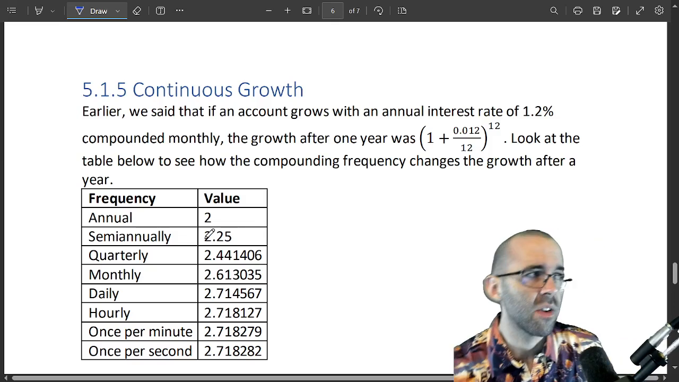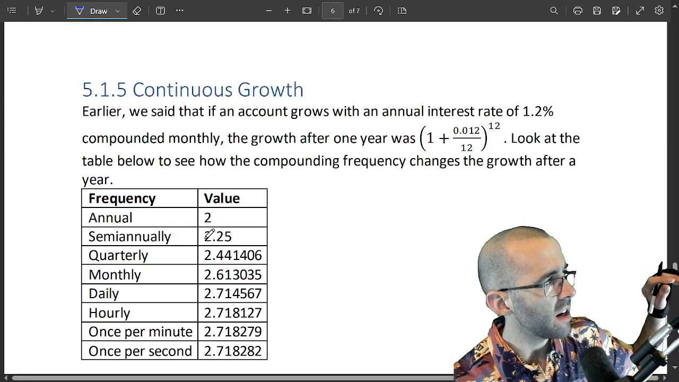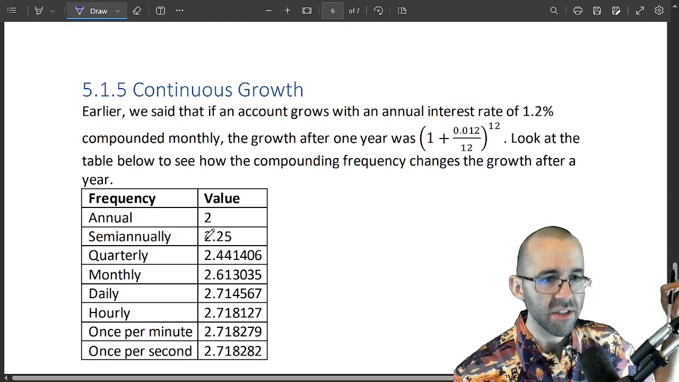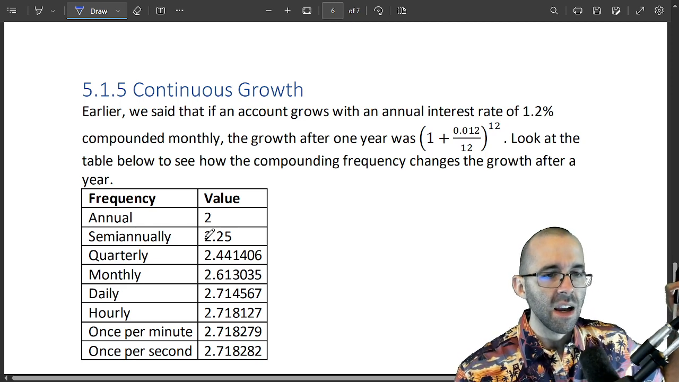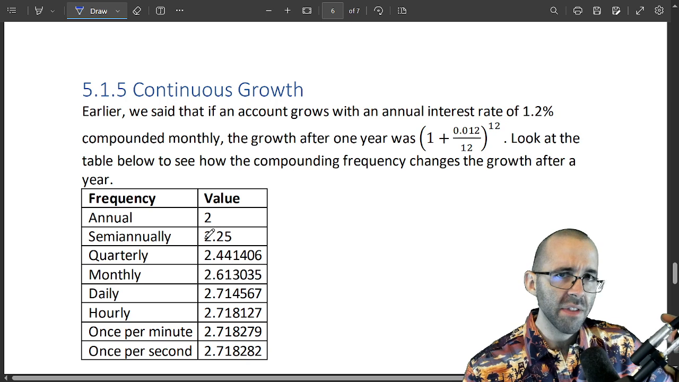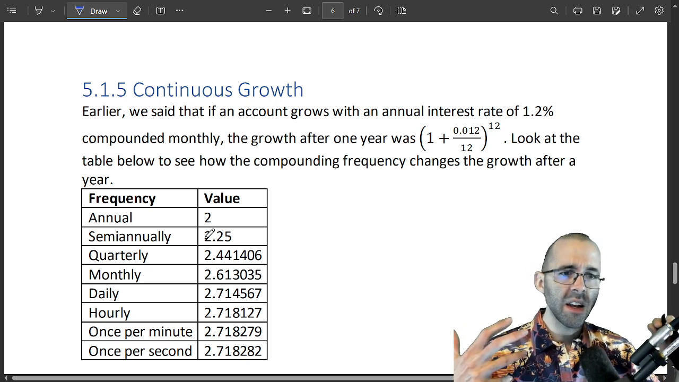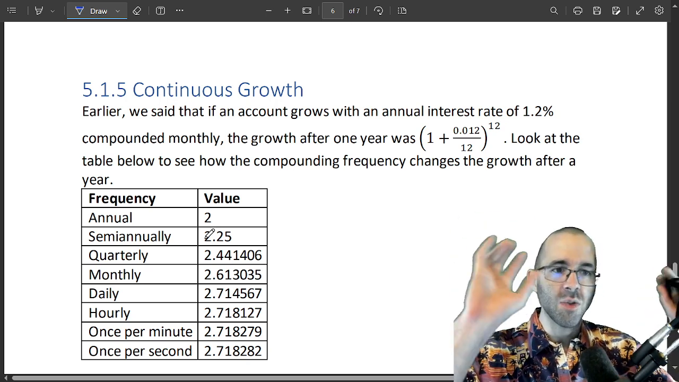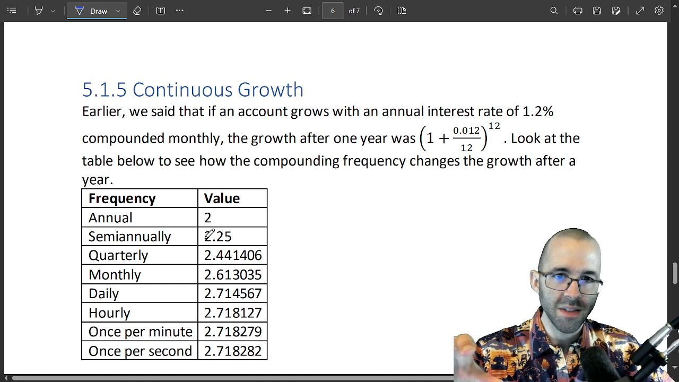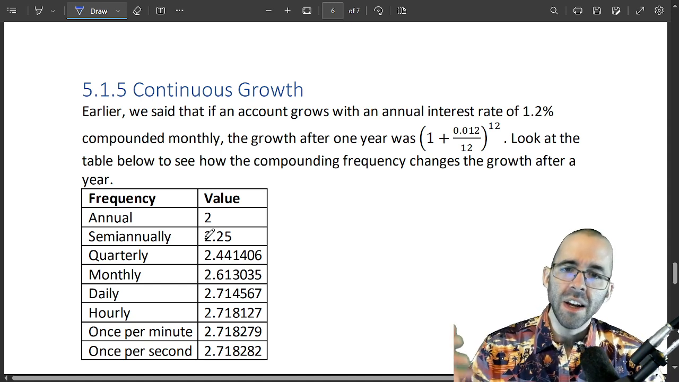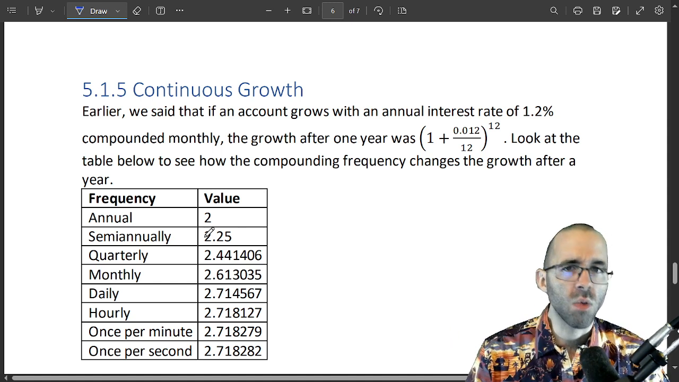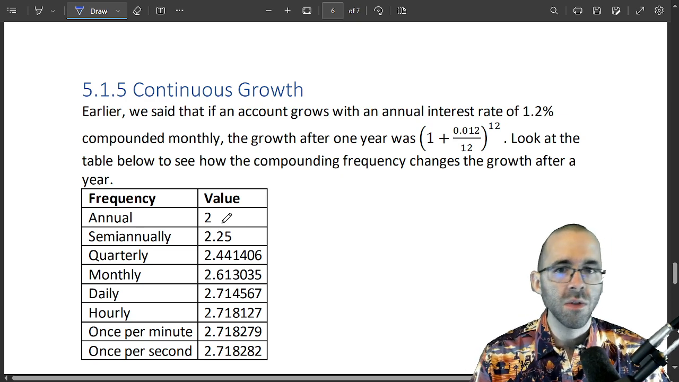Remember when we talked about having an annual growth rate for our CD, our certificate of deposit, but it was split up into 12 months? We divided that rate into 12 months and did it 12 times. Well, let's look at how things grow at different divisions.